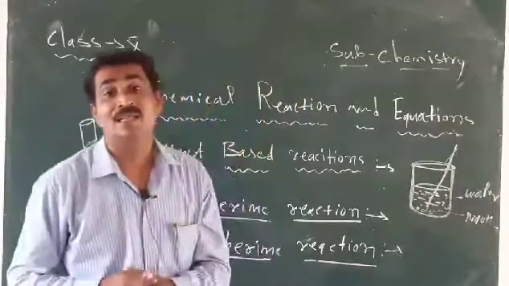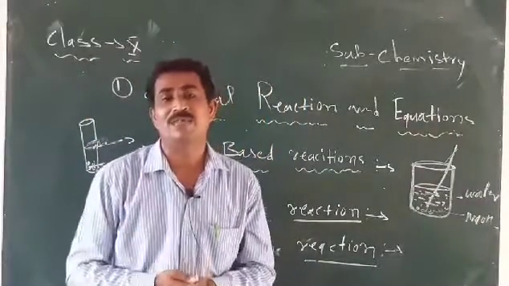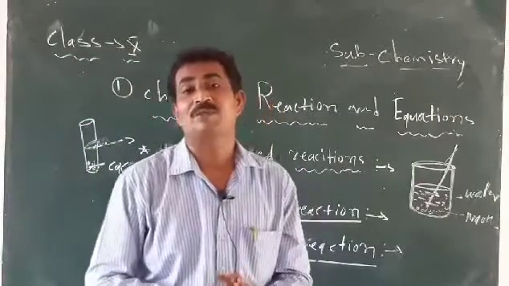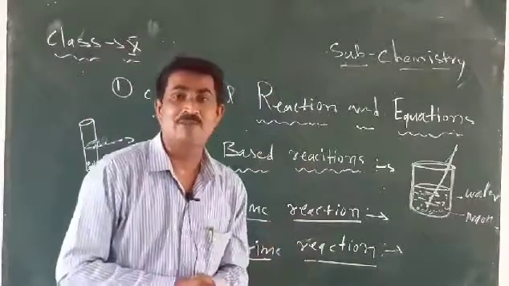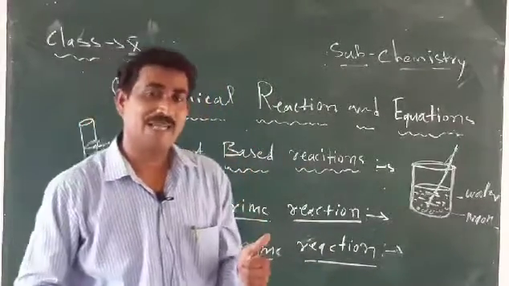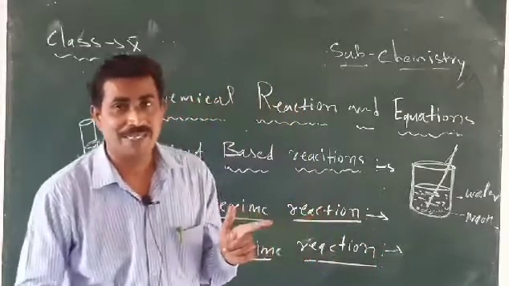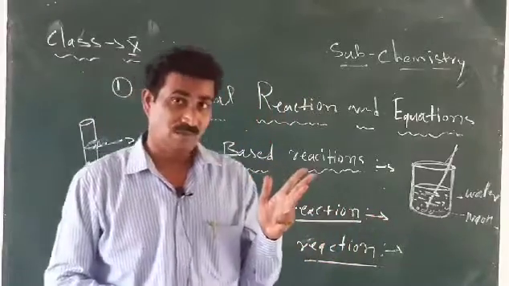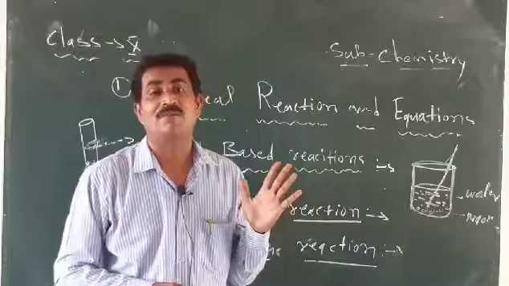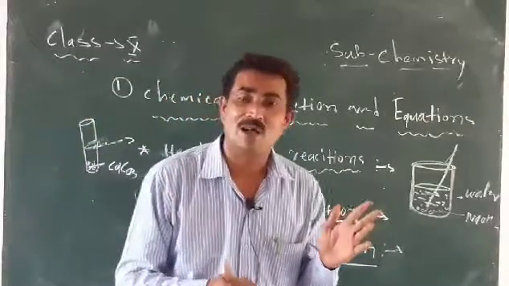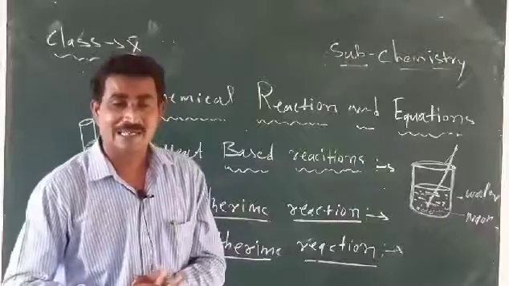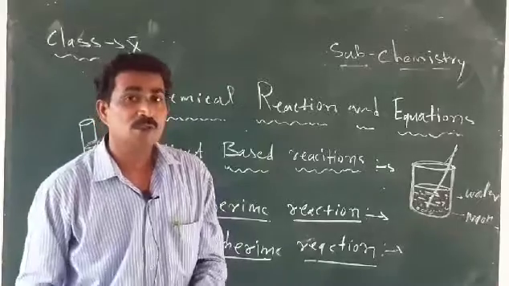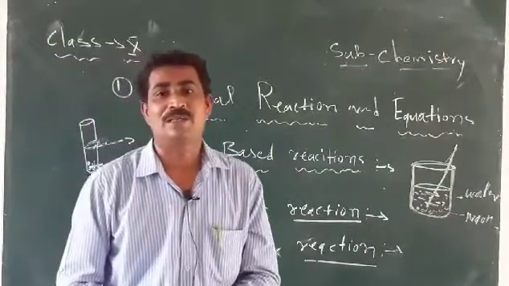Next we want to learn the types of chemical reactions. In the last video I told you there are 7 types of chemical reactions in this chapter: number 1, combination reaction; number 2, decomposition reaction; number 3, displacement reaction; number 4, double displacement reaction; number 5, neutralization reaction; number 6, oxidation; and number 7, reduction. We want to identify these 7 types in this chapter.